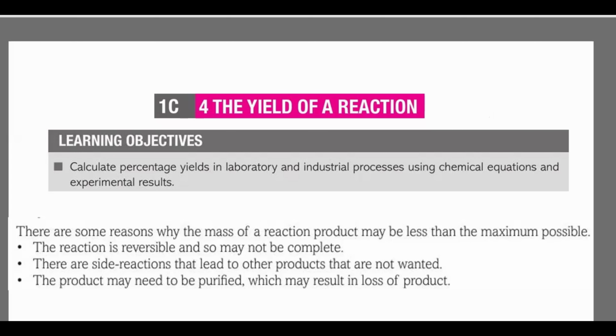Now, we were supposed to start with the yield of the reaction, the percentage yield. Till now, we were able to calculate the masses of the product or the reactant through the ratios. Now, we move on to the next concept, that's the yield of the reaction. Yield means how much product you are getting.